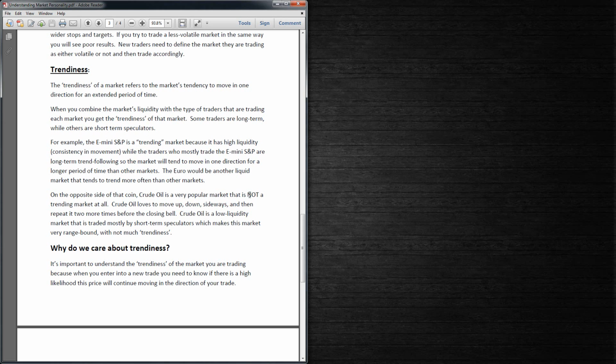On the opposite side of the coin, crude oil is a really popular market that is not a trending market at all. It goes high to low, high to low, high to low all day long, and it doesn't really have any long, consistent periods of trending, unless you zoom out to, say, weekly or monthly charts, where you might start to see those moves.